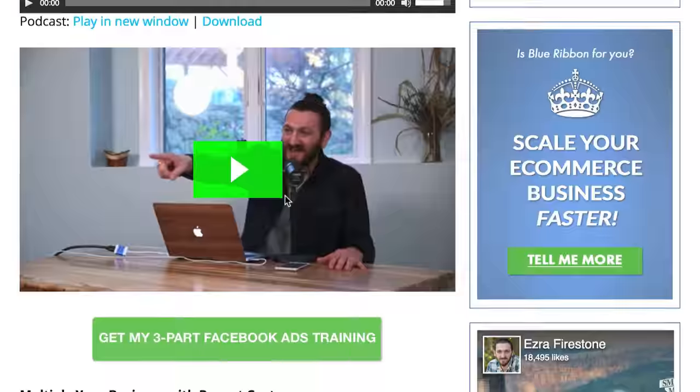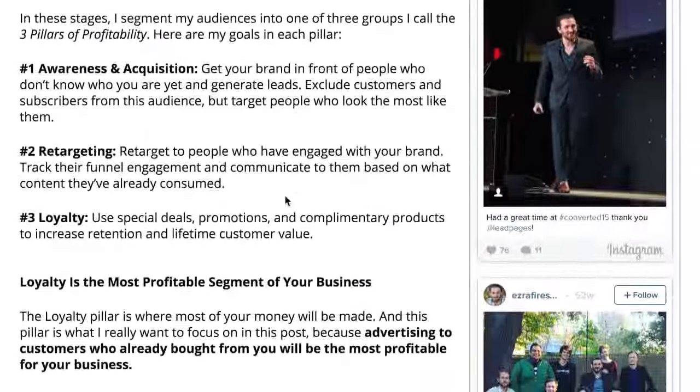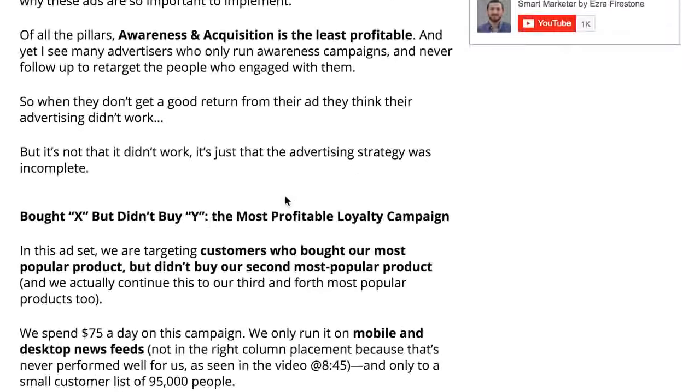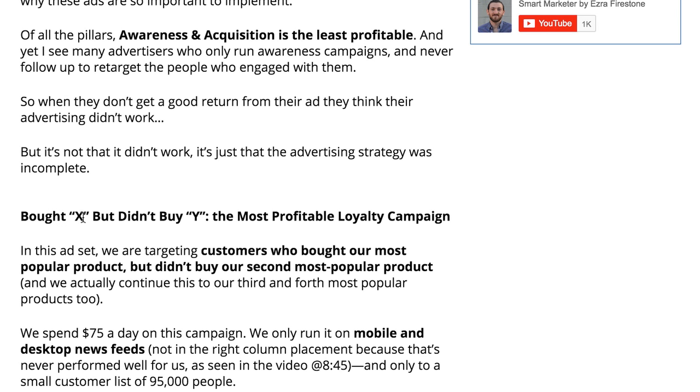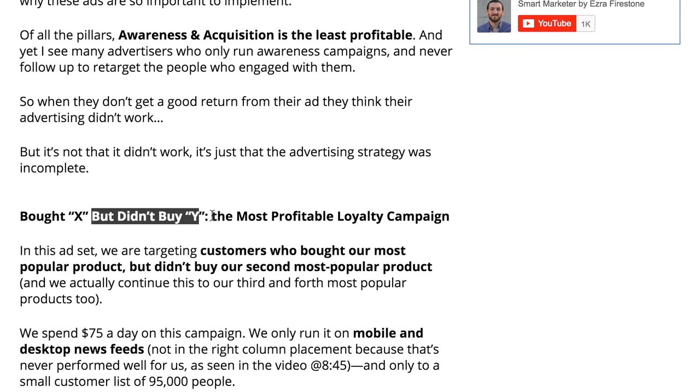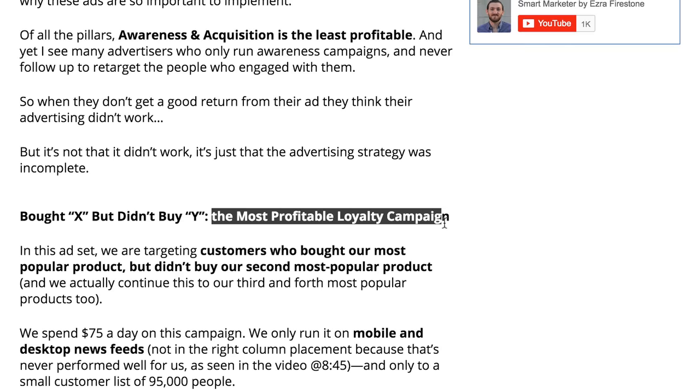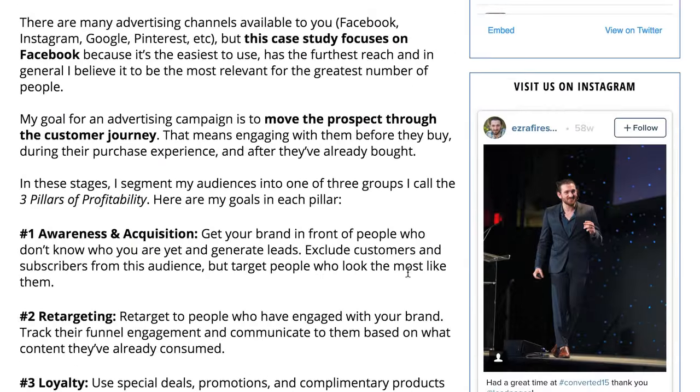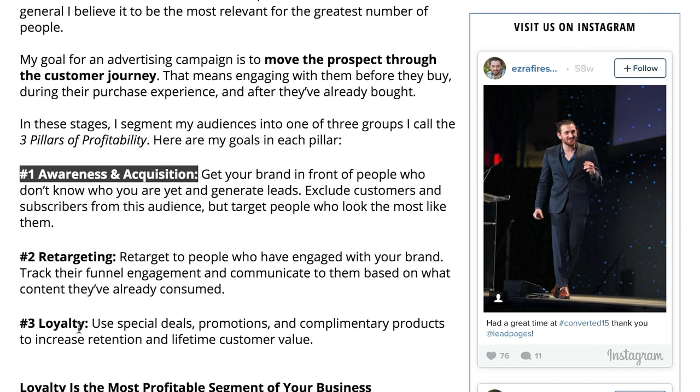But basically what he's talking about here in the loyalty campaign is how you can get customers who, let me see if I can find it real quick. Yeah. Basically they bought product X, but they didn't buy Y. And that's the most profitable loyalty campaign. So if you have multiple products, your front end acquisition, you're selling product X, you're retargeting to sell product X, and then the loyalty campaign is when you're selling product Y. So you're just offering them something different. And without all 3 of these working together, it's like a 3-legged stool, right? You knock off one leg and you're tipping over, right? You need all 3 of these.